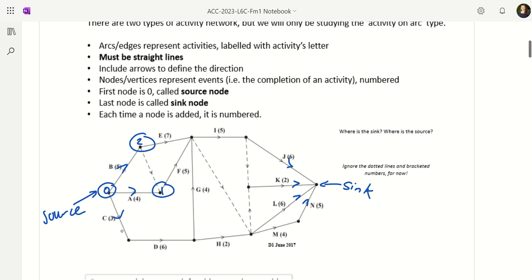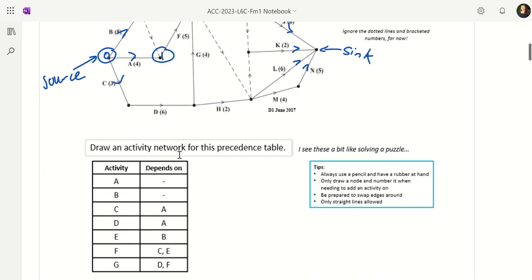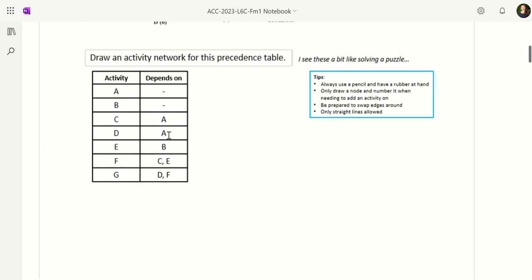So where's the sink, where's the source? We've covered that. Yeah, the dotted lines and the bracketed numbers for now, ignore them. We'll look at those in the next sections of the chapter, but we're going to ignore those for now. Okay, so you need to know how to draw an activity network from a precedence table.